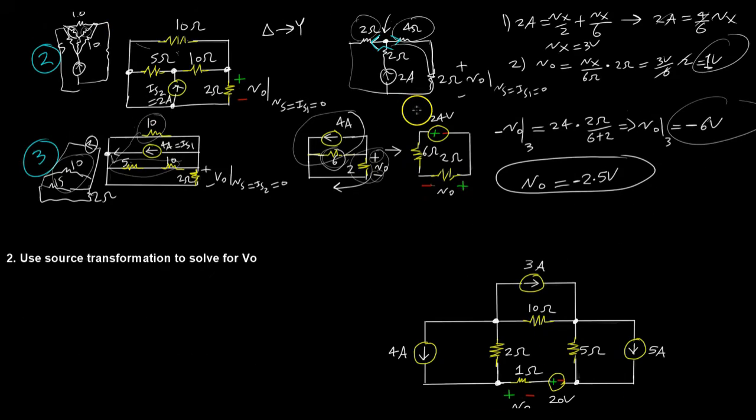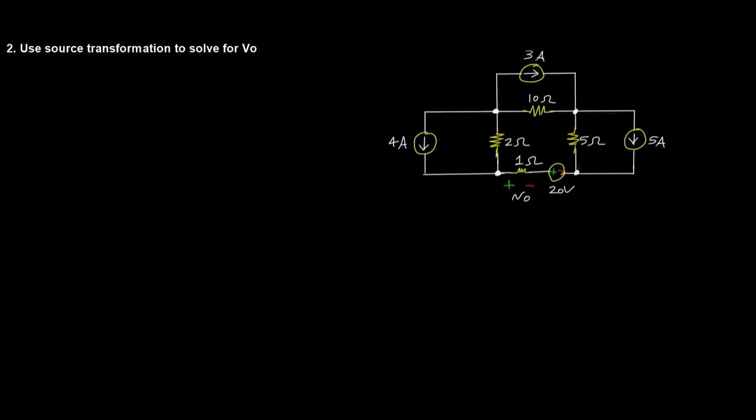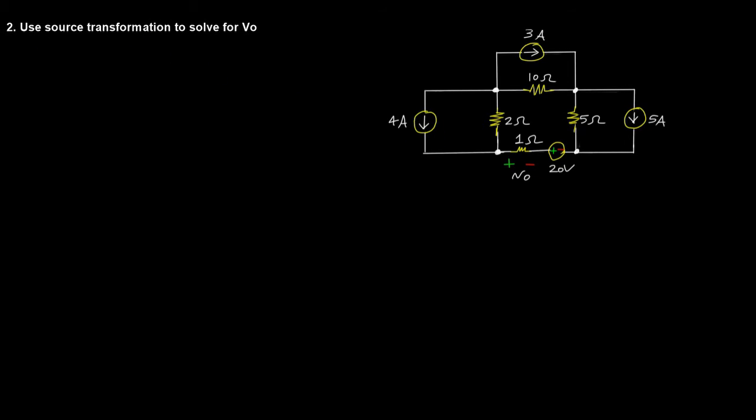Now I'm going to go ahead and solve problem 2. I hope that you've given it a try. So we're going to use source transformation to solve this problem. So let's see what we're going to do here. Looking at this, I know that I'm essentially going to have, at the very minimum, 3 different source transformations in one step. So let's go ahead and do that, keeping close attention to the signs.